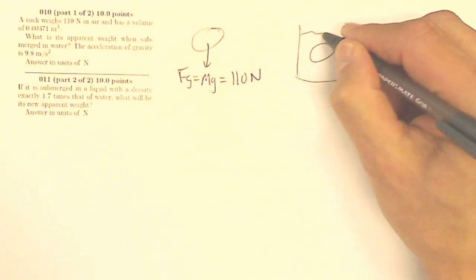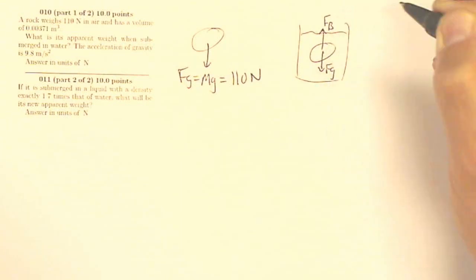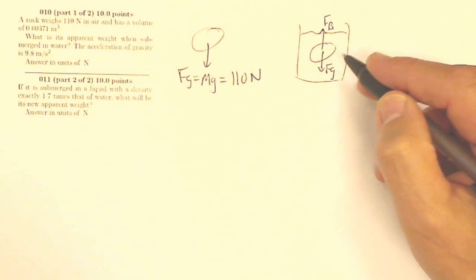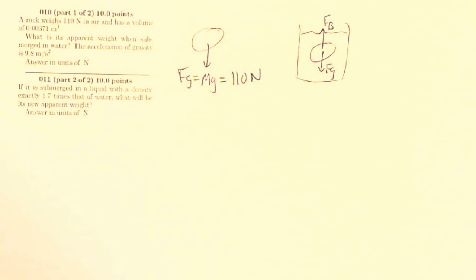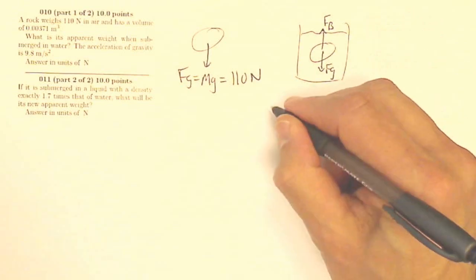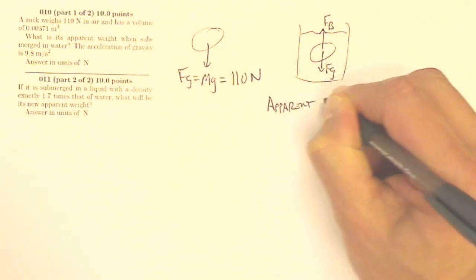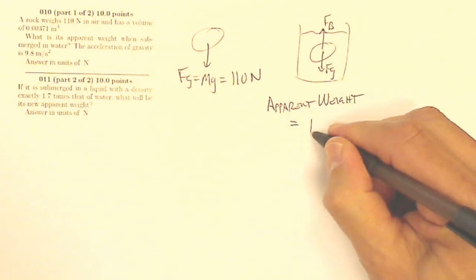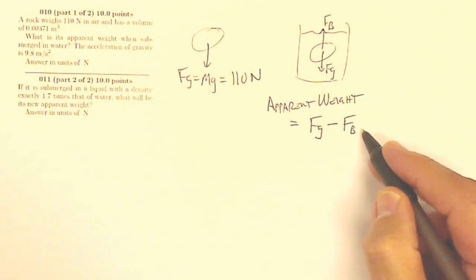Well, what's different when it's in water? When it's in water, I have a gravitational force and I've also got a buoyant force. So the apparent weight is going to be the difference between these two. How heavy it feels, well, if water's pulling up, it's how much extra I have to pull up to balance it out. So it's going to be the difference between the old gravity and the little bit of buoyant force. So the apparent weight is going to equal the force of gravity minus that buoyant force, because this is helping you out.